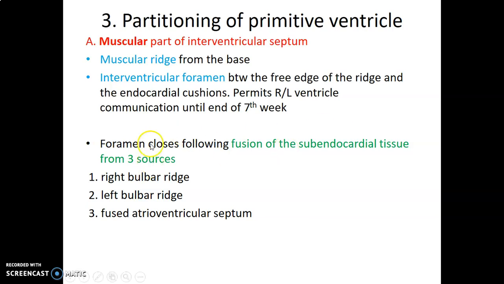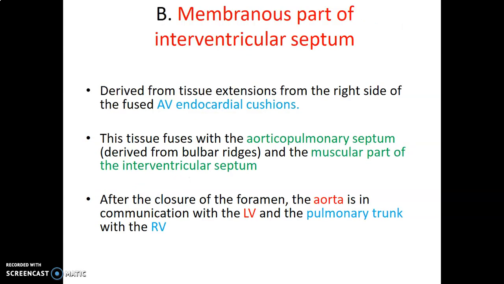Now, this interventricular foramen usually closes after the fusion of the subendocardial tissue. And the fusion of subendocardial tissue occurs from three sources. We have the right bulbar ridge, left bulbar ridge, and the fused atrioventricular septum. So when all these fuse, the interventricular foramen will close. Right bulbar, left bulbar ridge, and the fused atrioventricular septum.